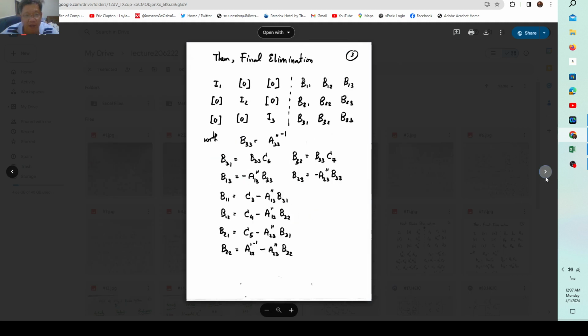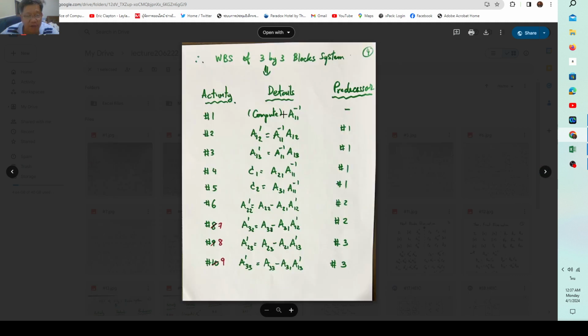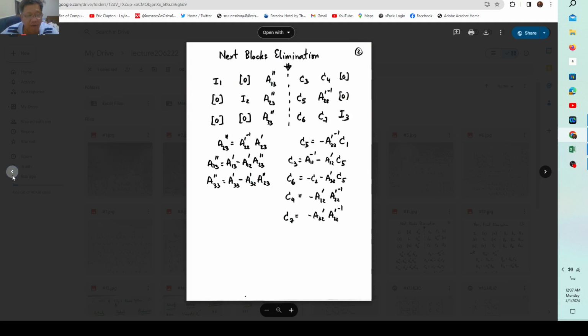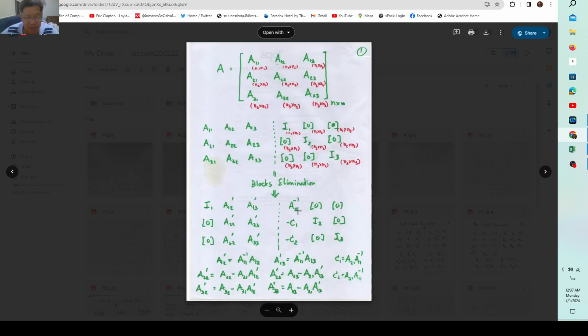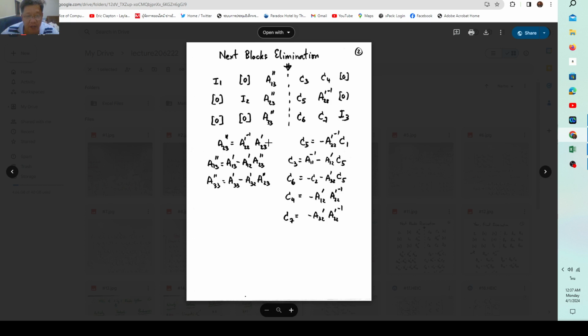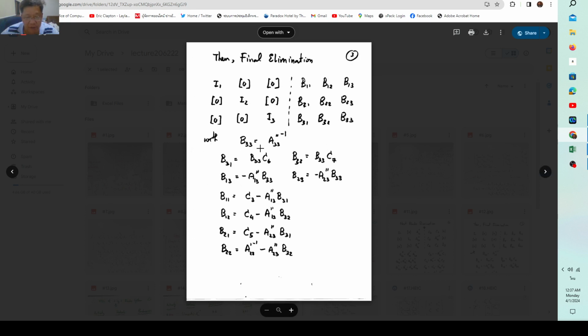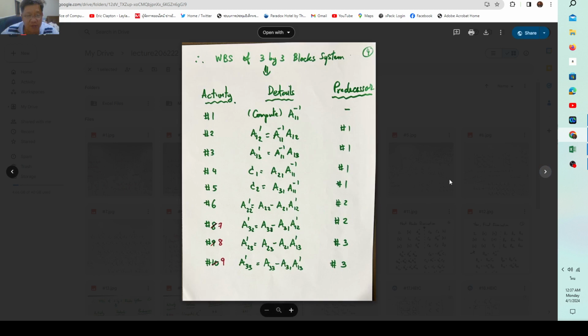Okay, now we go to this. We start with A11 inverse. Actually, we go back and start following this step by step. You start from A11 inverse, and then you get A12 prime, A13 prime, C1, and follow step by step, and then after that you compute this, and then you compute the end results of B sub 11 until B sub 33. You can see that this is a flow of computation with the predecessor element, right?